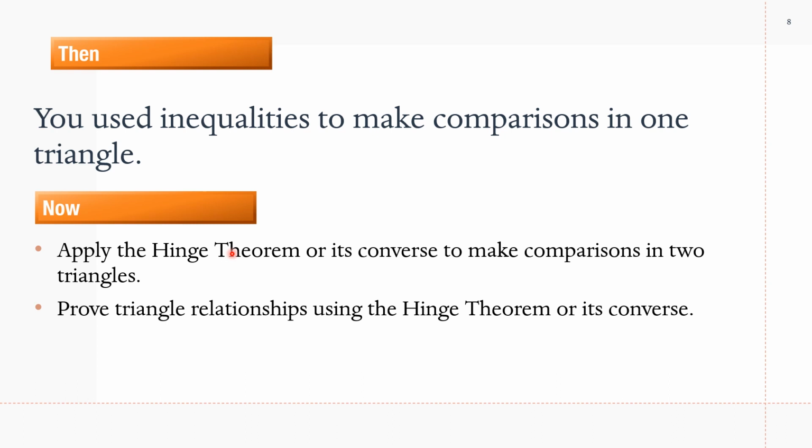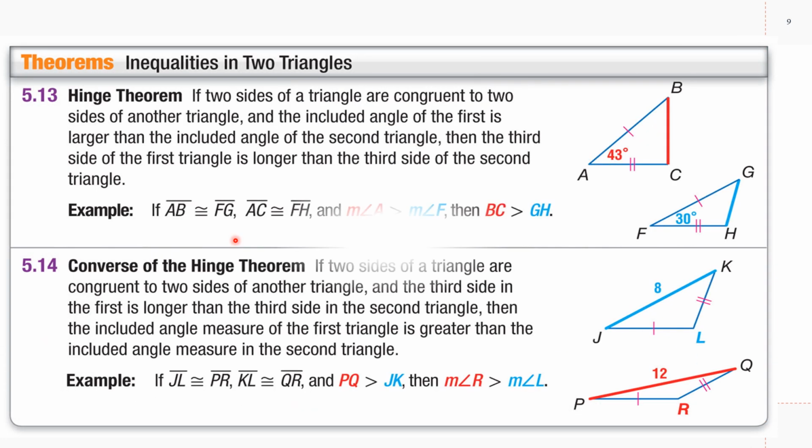Now, apply the Hinge theorem or its converse to make comparisons in two triangles. So prove triangle relationships using the Hinge theorem or its converse. The Hinge theorem: if two sides of a triangle are congruent to two sides of another triangle and the included angle of the first is larger than the included angle of the second triangle, then the third side of the first triangle is longer than the third side of the second triangle.